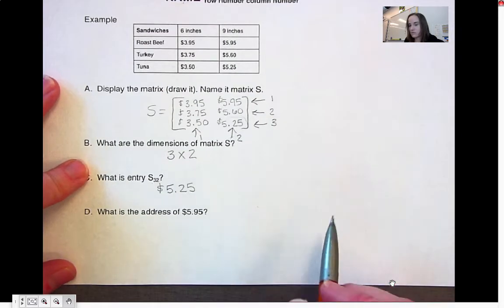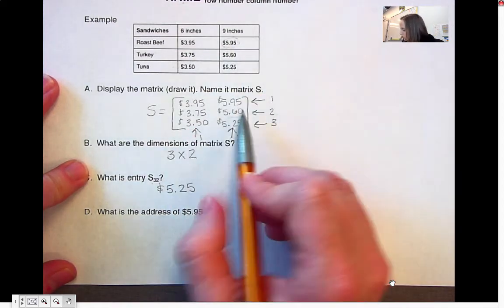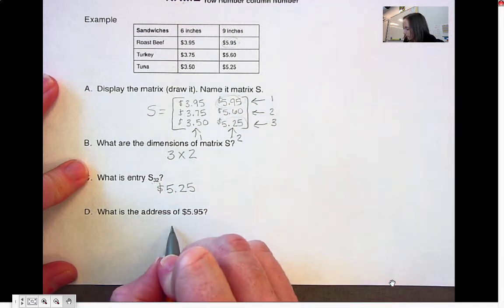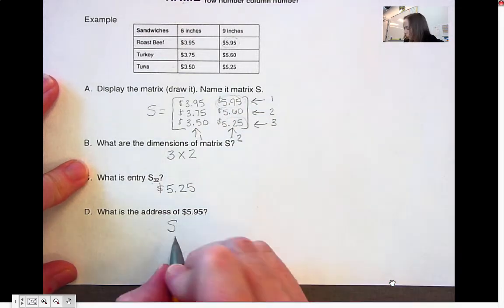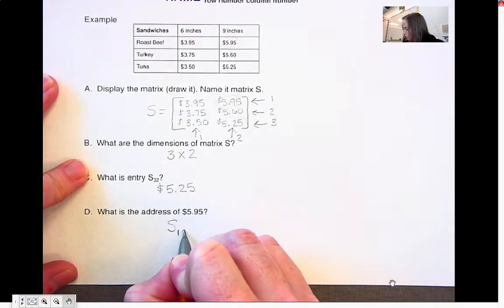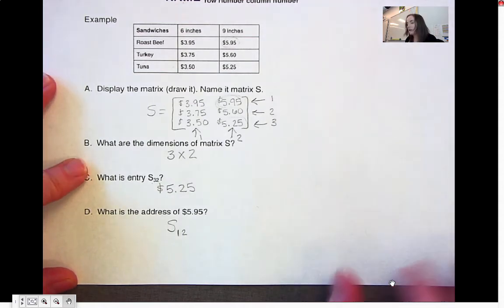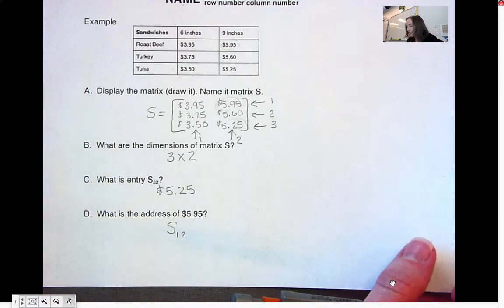And what is the address of 5.95? Well, 5.95 is here or here. And so it's in row 1. So we're going to name S. We're looking in matrix S, row 1, column 2. Okay? So those are the characteristics of matrices and how you can do some just identification things.